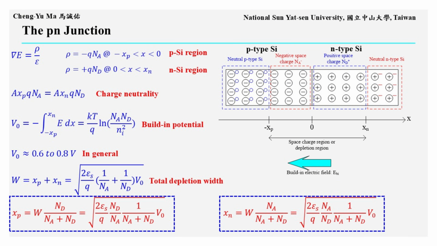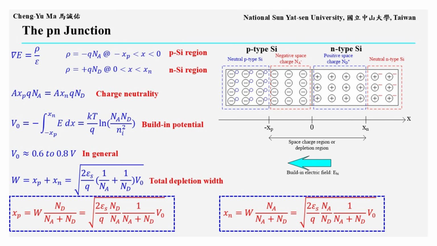According to the charge neutrality relation, we can obtain the depletion width on each side. For the p-type semiconductor, xp equals the total depletion width W multiplied by Nd over Na plus Nd. It can also be written as the square root of 2 epsilon divided by Q multiplied by Nd over Na, multiplied by 1 over Na plus Nd, and multiplied by V0.